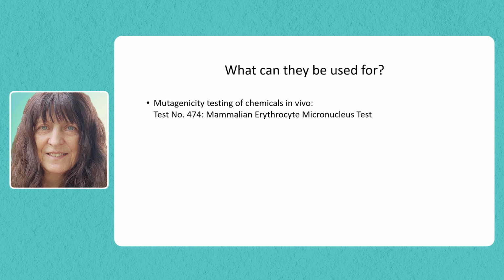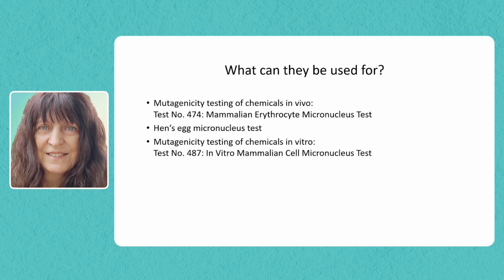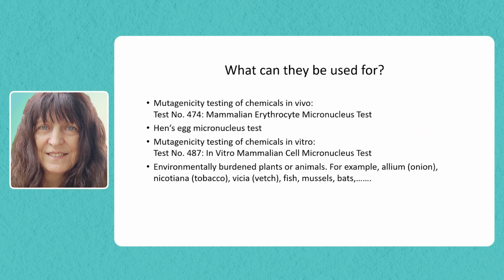It's done usually in mice and or rats, and it uses reticulocytes from the bone marrow that can be assessed microscopically or by flow cytometry. Then there's, for example, the hen's egg micronucleus test, and I'll have a little explanation for each of them. And then there is what I want to talk most about today. This is the mutagenicity testing of chemicals in vitro. So the mammalian cell micronucleus test, and there's an OECD test guideline for this one. There's also one for this, but this is my main emphasis today.